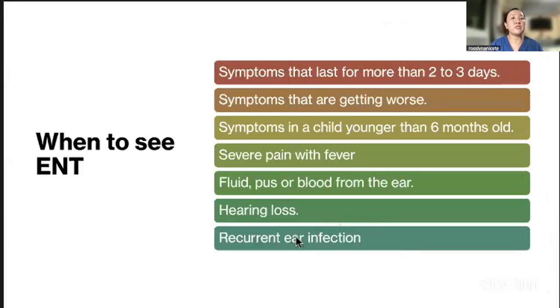So when do you need to see ENT? If you have symptoms that last for more than 2 to 3 days, if you have symptoms that are getting worse, if it is a younger child, younger than 6 months old, if they have severe pain with fever, there's fluid, pus, or blood from the ear, there's hearing loss, and the child keeps getting this ear infection.